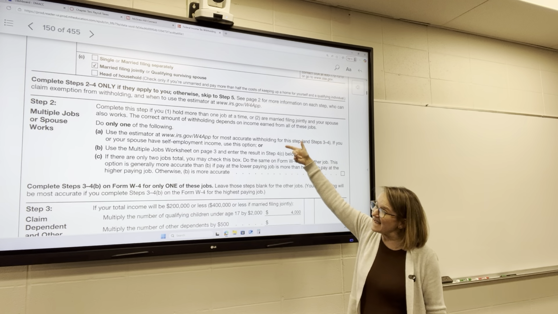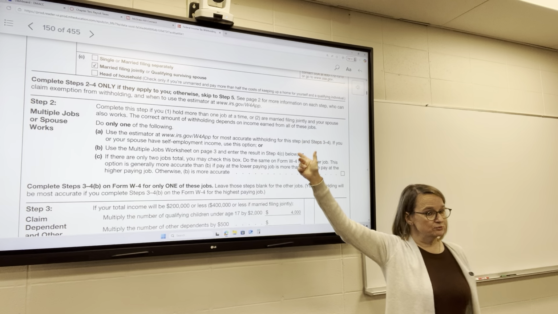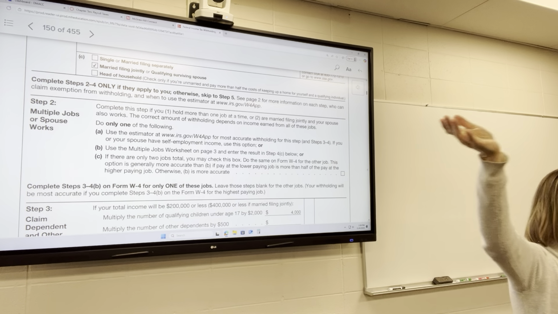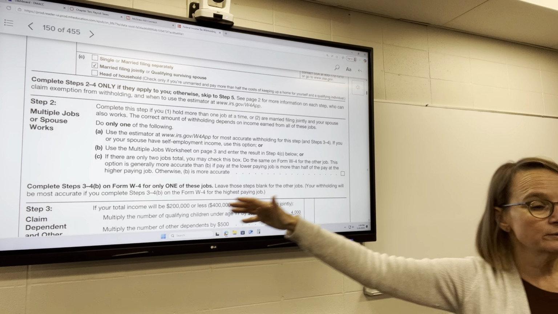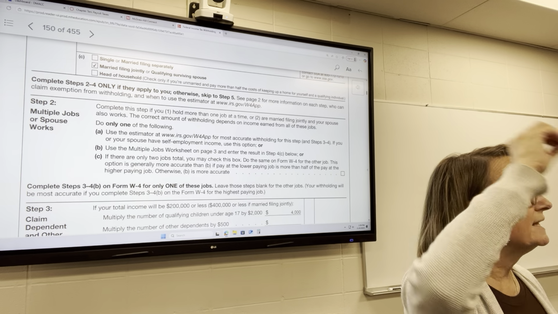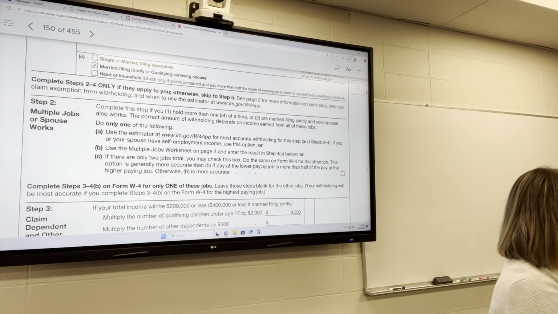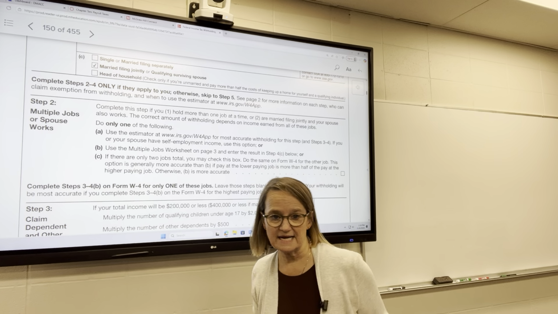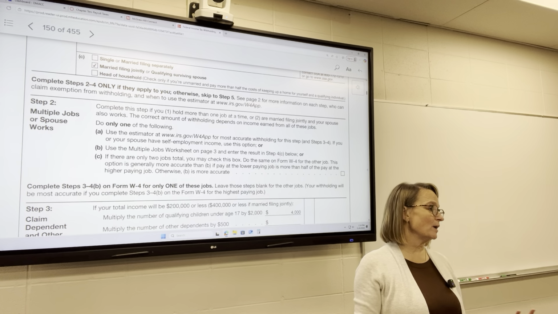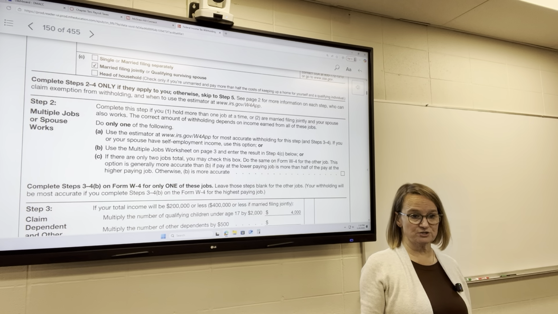There is this tax estimator that can be used. It's an online tax estimator. It's very accurate as far as the withholding goes, but it's also very involved. It's essentially like completing a tax return. It asks you all those questions that are asked on the tax return.